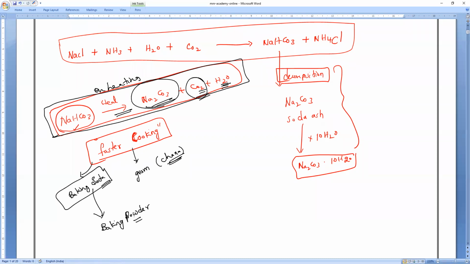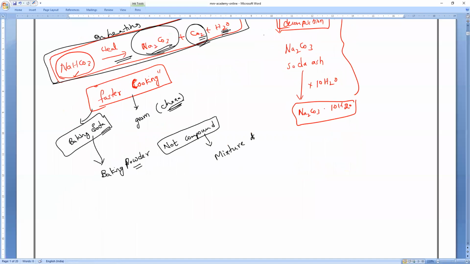Now keep it in mind, baking powder is not a compound. First of all, you should understand that baking powder is not a compound. Understanding? It is a mixture. It is a mixture of two things. If you have baking powder in our home, it is a mixture of two things. One is what, guys? Baking soda plus solidified organic acid.